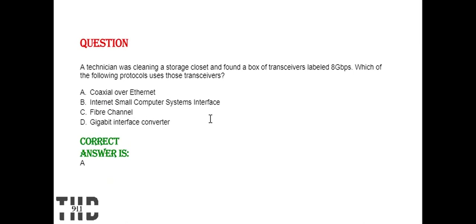A technician was cleaning the storage closet and found a box of transceivers labeled 8 Gbps. Which of the following protocols uses those transceivers? Option A, coaxial over Ethernet. Option B, Internet Small Computer System Interface. Option C, fiber channel. Option D, gigabit interface converter. The correct answer is option A.